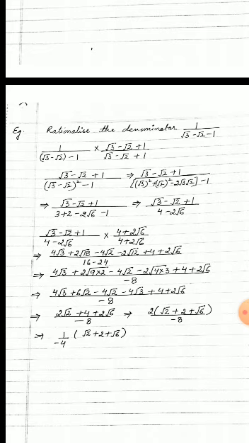Again, the denominator has an irrational number, so we'll further rationalize it by the same concept, that is multiplying by the conjugate of the denominator. The denominator here is 4 minus 2 root 6. So you multiply again by 4 plus 2 root 6. On multiplication and simplification further, the given quantity gets reduced to minus 1 by 4 (root 2 plus 2 plus root 6).